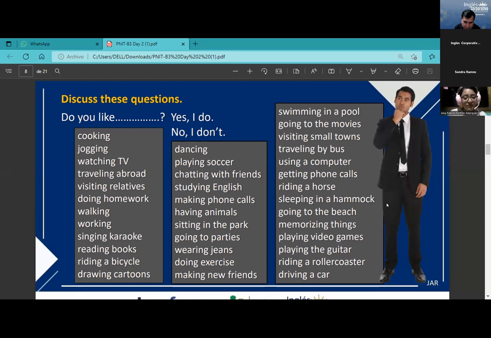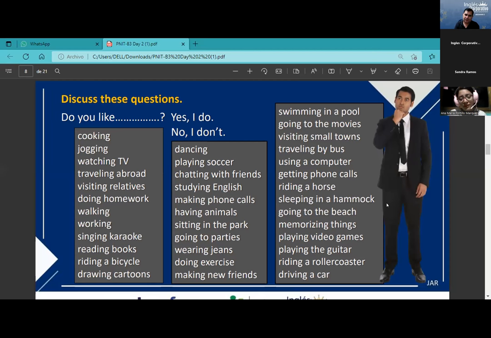Anna, do you like memorizing things? Yes, I do. Tu turno, Esmeralda. Oh, sorry. Let me see. Anna, do you like using a computer? Yes, I do. All right, thank you. Kenya, do you like making phone calls? No, I don't. All right, thank you. Esmeralda, do you like swimming in a pool? Yes, I do.